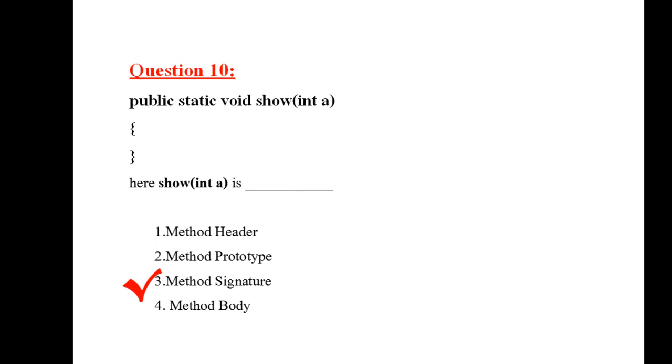The method name and the parameter list, that is the formal parameters, together they are called what? Method signature. It is a part of a method prototype. So show int a is actually a method signature.